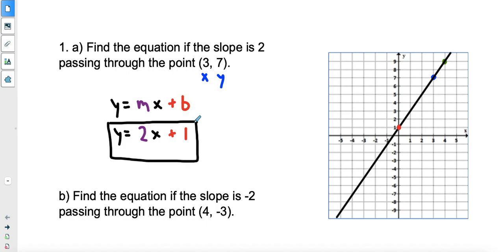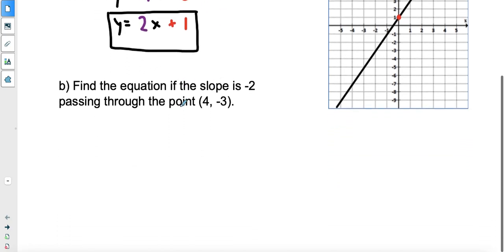Now, there's another way we can find the equation of a line, right? We don't have to graph. Another way we can find the equation of the line that represents part B is by plugging into this equation. If we plug in what we know into the equation, we can use that to find our y-intercept. And if we know the y-intercept, then we'll have enough information to write the equation of the line. So let's take a look at this one.